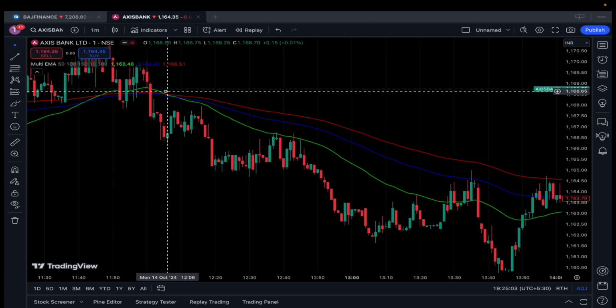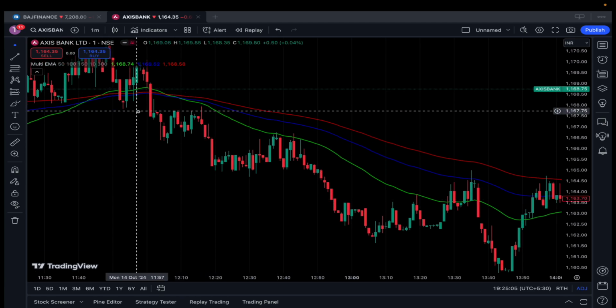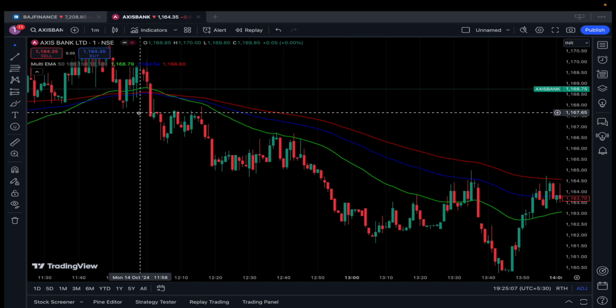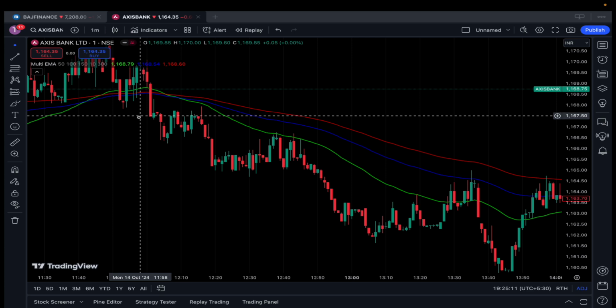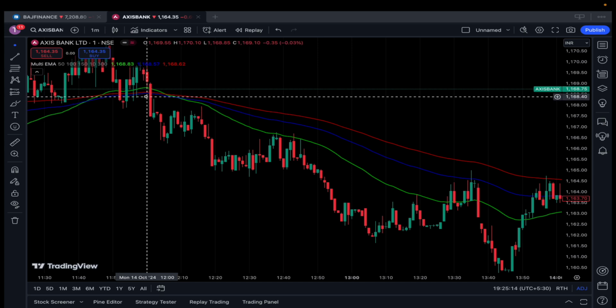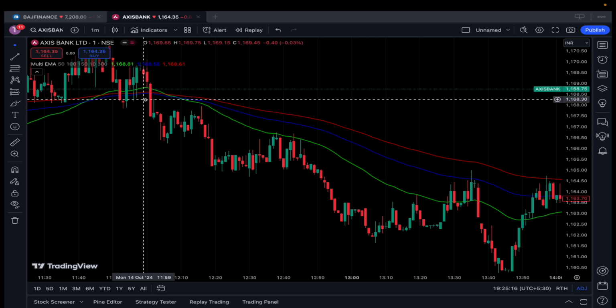Here you can see a single candle is crossing all the 3 EMA lines, whereas our condition is very clear. Minimum 3 candles should be there. And here one more thing is there. The 3 EMA lines are very close to each other. At the very start of the video I told you all the 3 EMA lines should be away from each other and not close to each other.